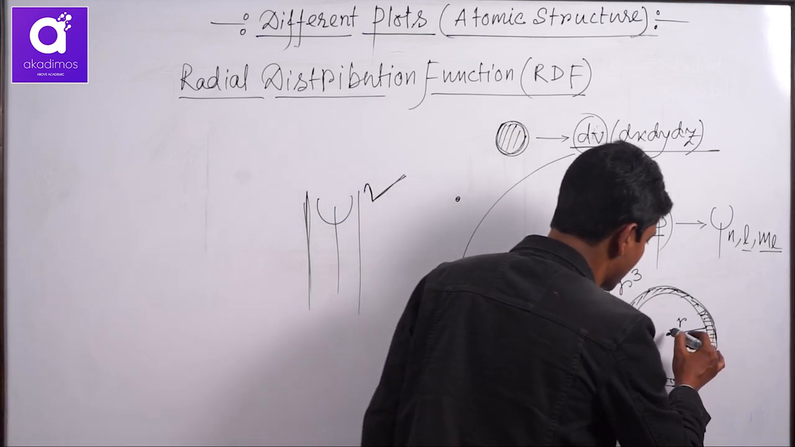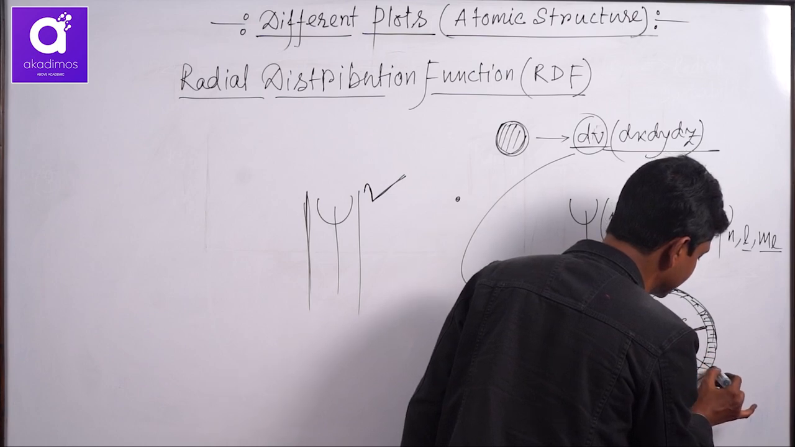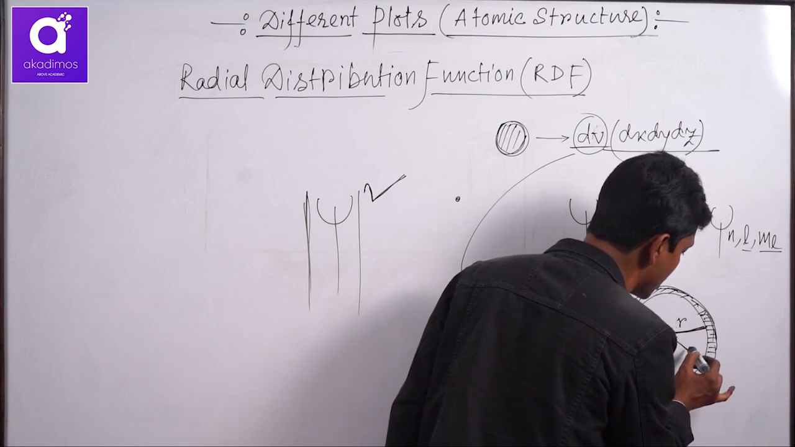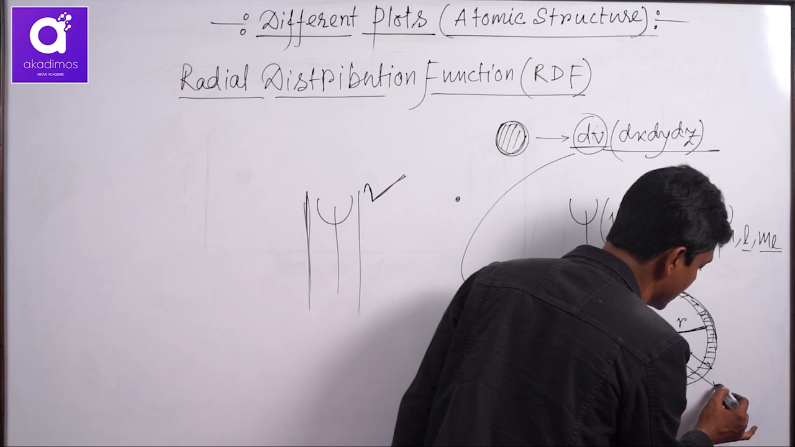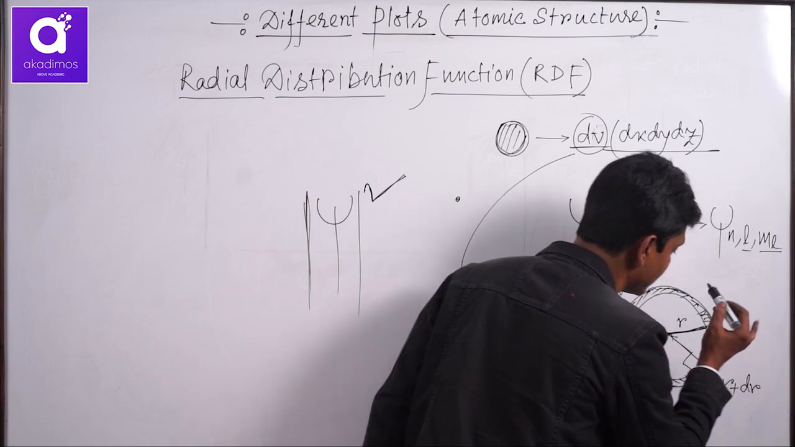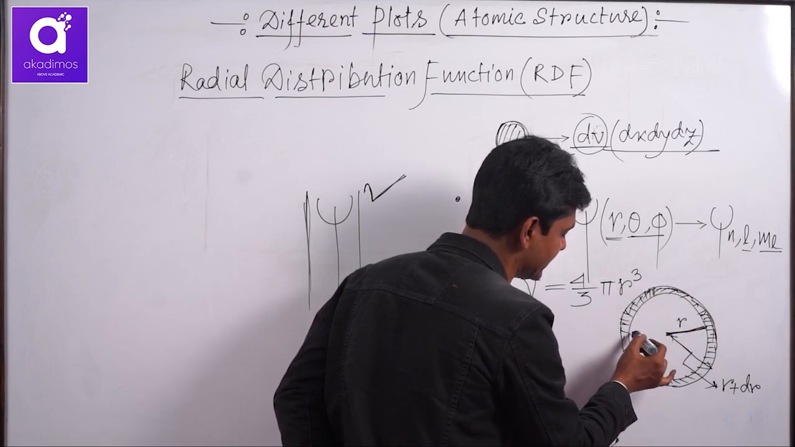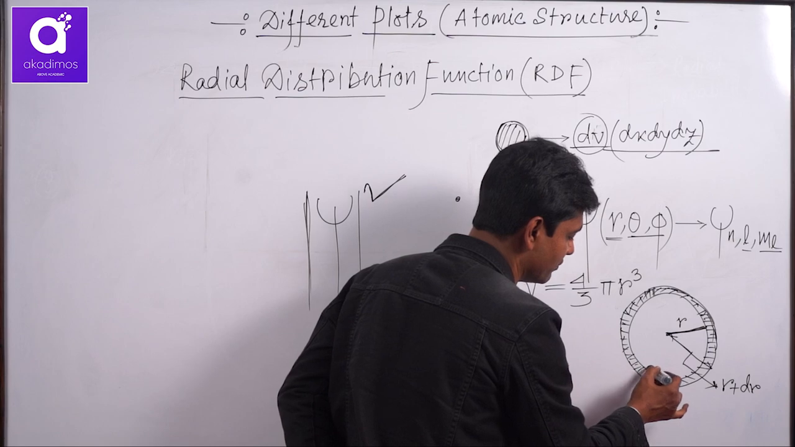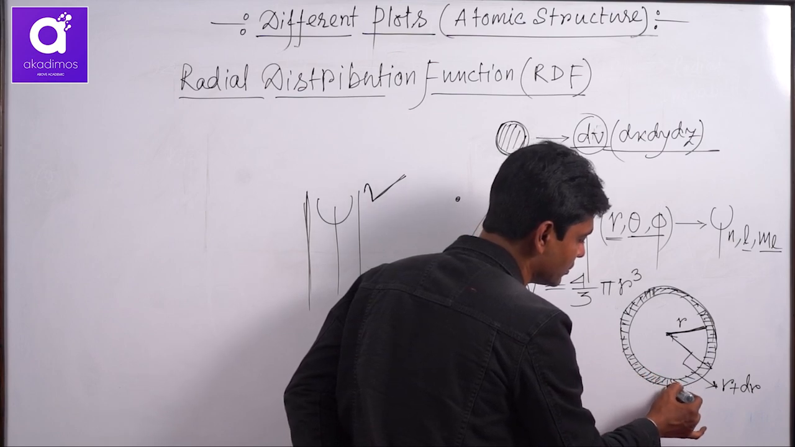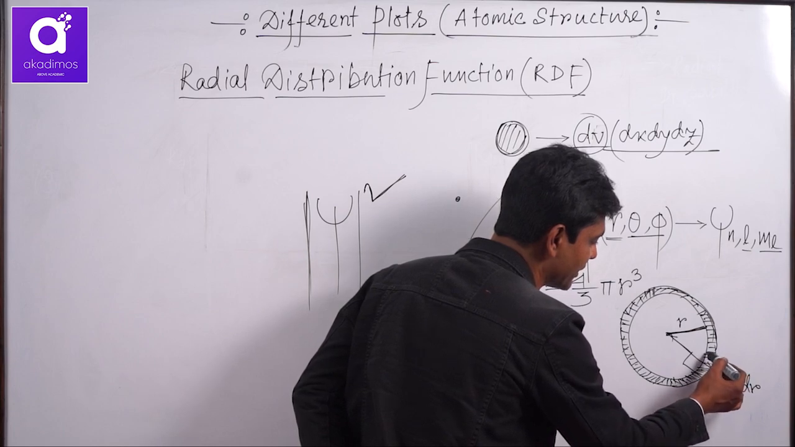Let it be R. I have increased the distance to R plus dr. That means the thickness of this sheath is dr. I take dr tending to 0, very, very small, so you can measure more accurately. Otherwise it will come as an average.